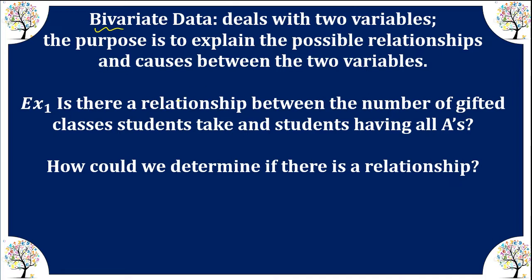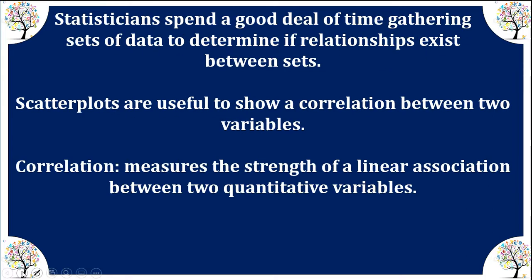So for example, we could ask, is there a relationship between the number of gifted classes students take and students having all A's? So is there a relationship if you have more gifted classes, are you more likely to also have all A's? So how can we determine if there's a relationship? That's what we're going to take a look at in this lesson. And we're going to use scatter plots and lines of best fit to determine if there is a possible relationship.